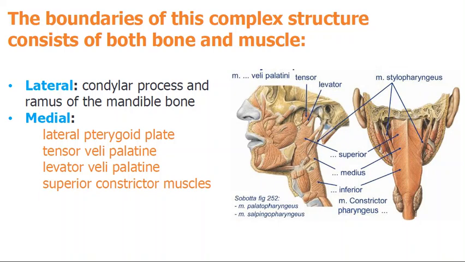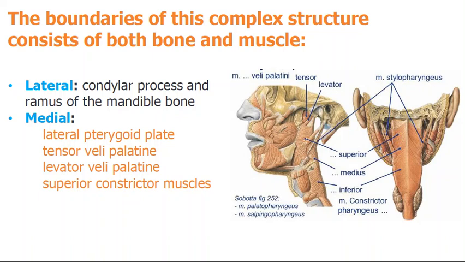Now the lateral boundary of the infratemporal fossa is formed by the mandibular bone. More particularly, the condylar process of the mandible at the T.M. joint, and even the ramus of the mandible. Here in the picture the mandible is removed, the ramus of the mandible is removed, so we can see the depth of the fossa.